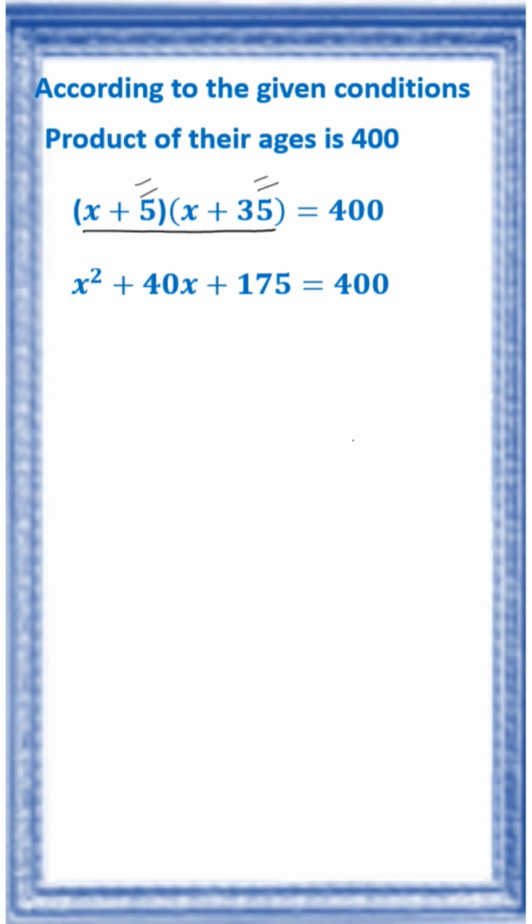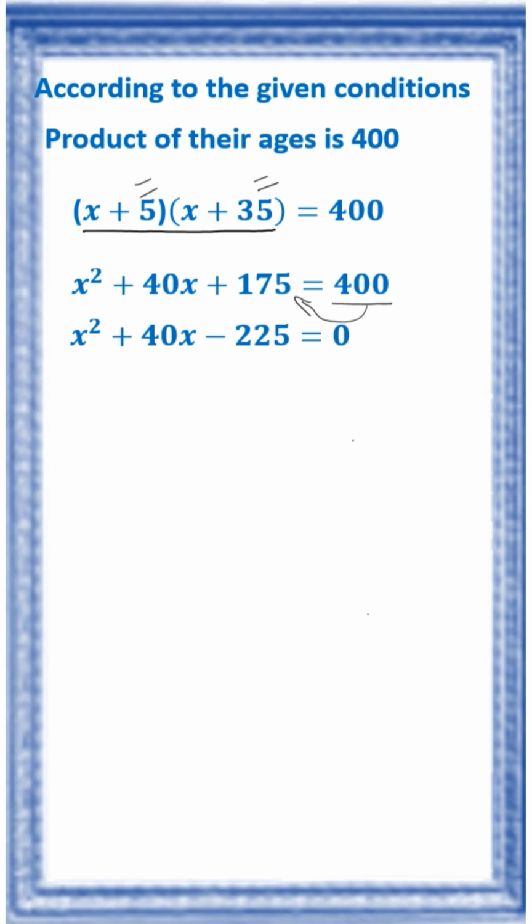Now let us write the standard form, which means we have to bring 400 to this side. Then it becomes negative: 175 minus 400 is equal to negative 225, equal to 0. So now the equation is x square plus 40x minus 225 is equal to 0. Now let us solve it by the factorization method or by the formula method. Okay, let us solve it by the factorization method.